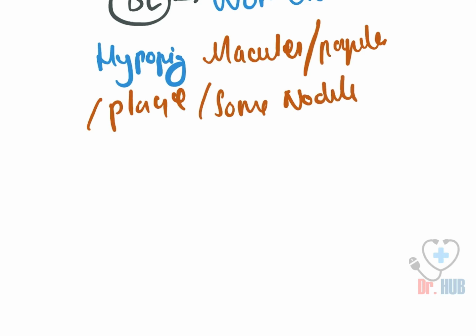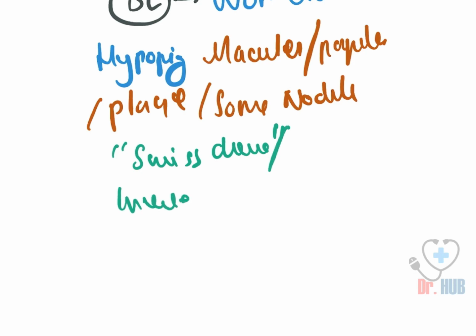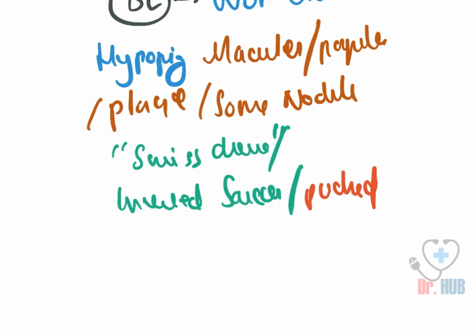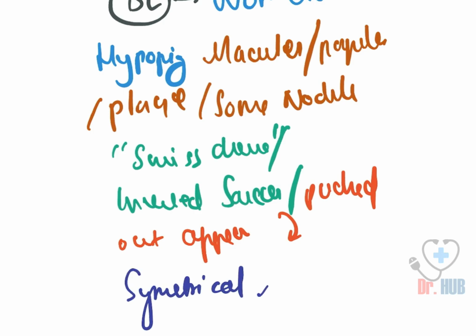The lesions have the Swiss cheese appearance, as we saw in the borderline type. This is the inverted saucer, also known as the punched out appearance. This is almost symmetrical in appearance.